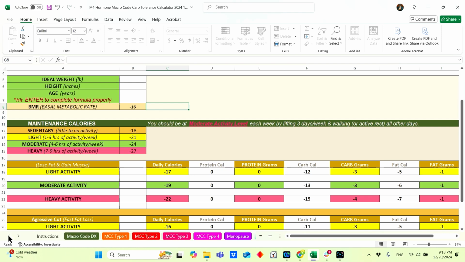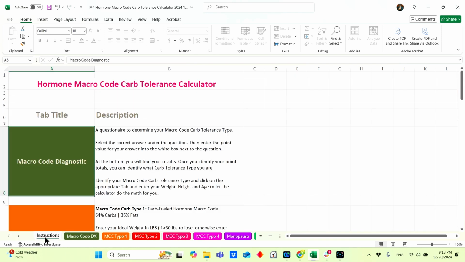Now I'm going to go back to the very first tab. We have our instructions, and under each tab title, each tab is color-coded. The very first green tab is the macro code diagnostic. Now, the macro code diagnostic also existed in the Hormone Macro Code Calculator, but when you took it, you didn't know what to do with the information. Now we get to know what to do with the information.